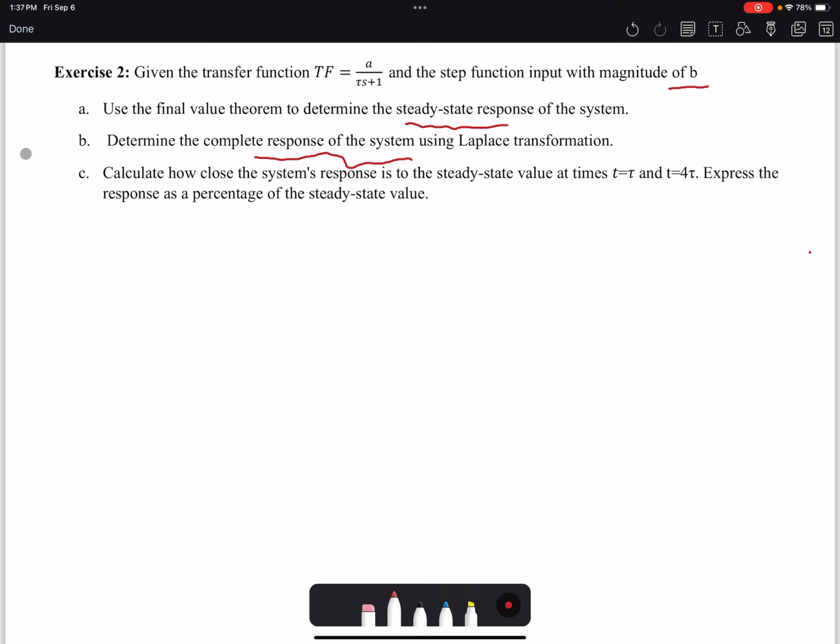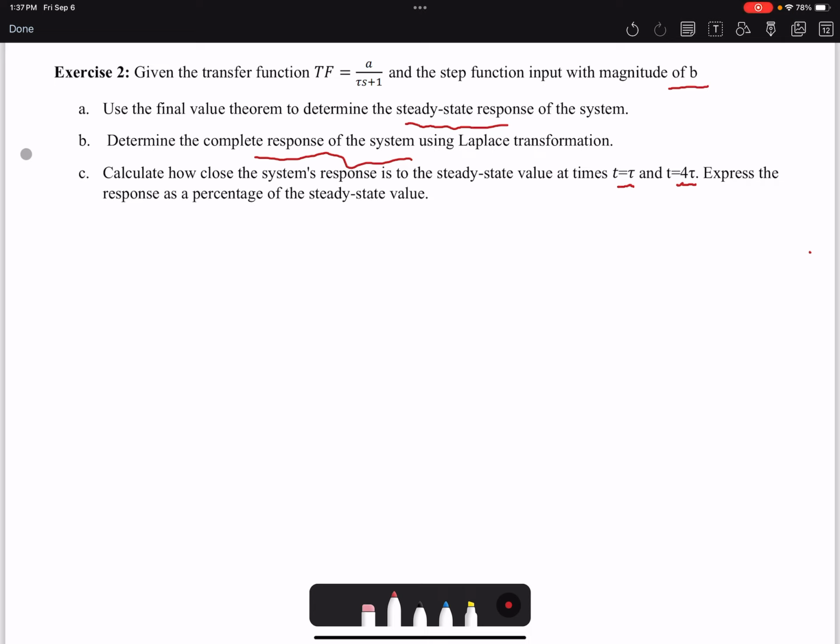It wants us to find out how close we get to the steady state value after the time that has passed is 1 time constant and also 4 time constants. How close are we going to be to the steady state value?